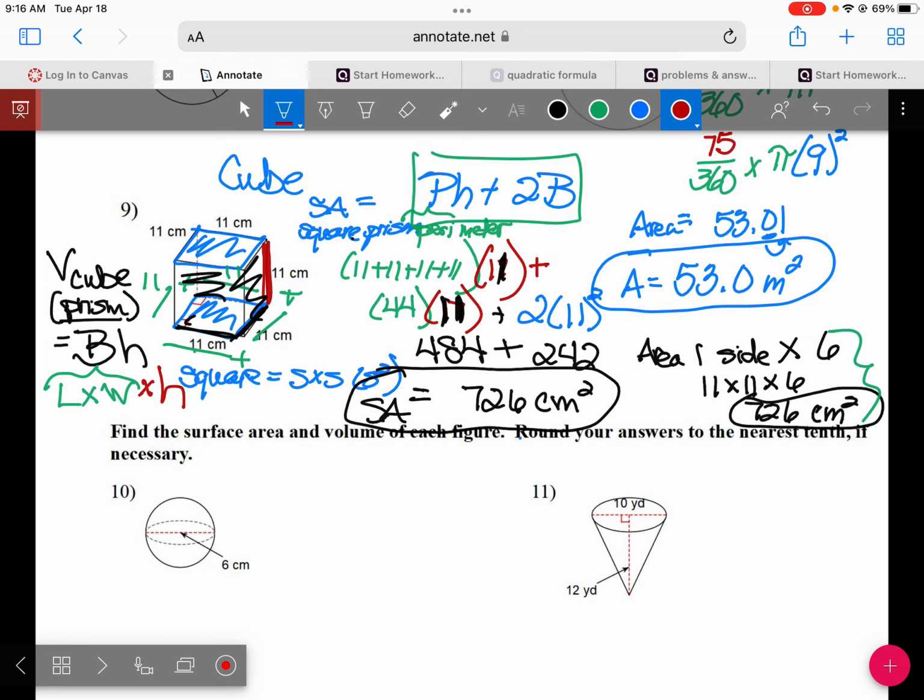What is my length? 11. What is my width? 11. And what is my height? 11. That is equal to 11 to the third power. If you multiply those all together, I don't have a calculator. 11 cubed, or 11 times 11 times 11. What do we get?